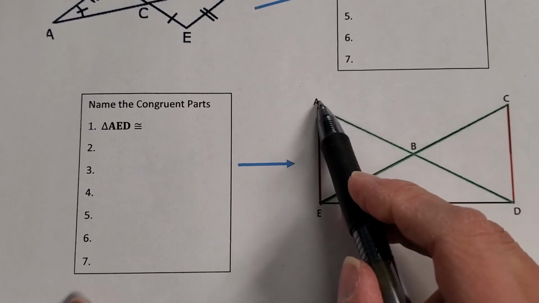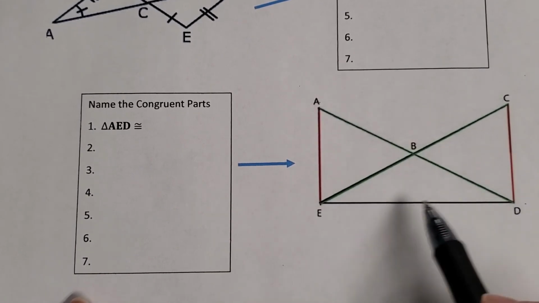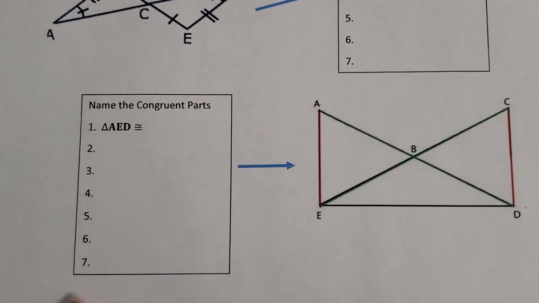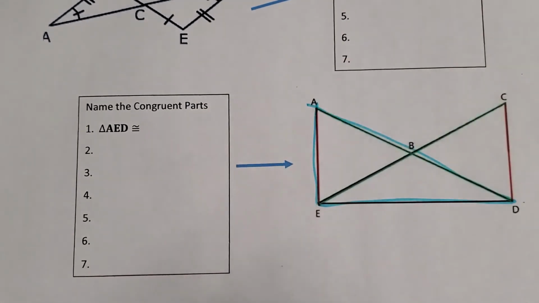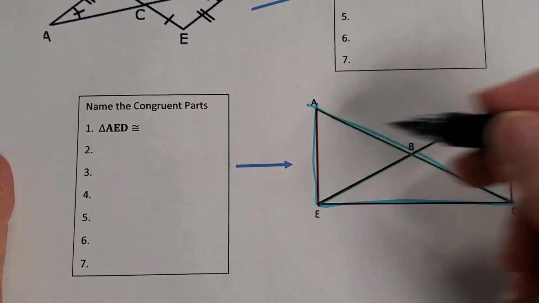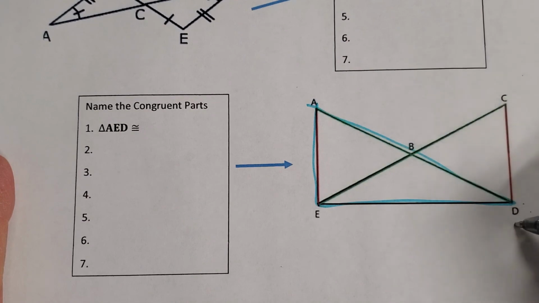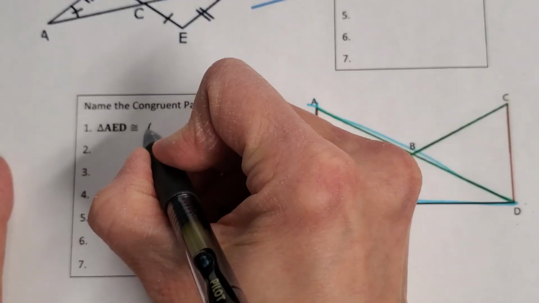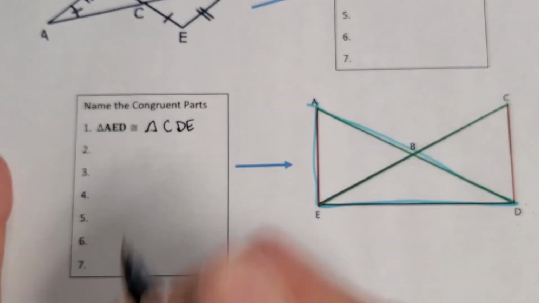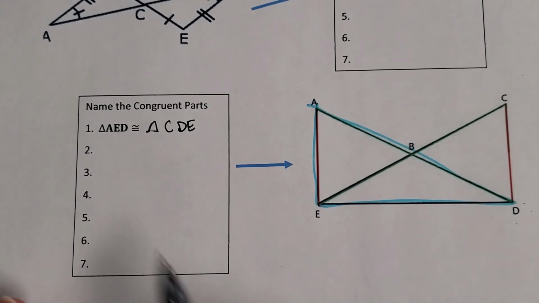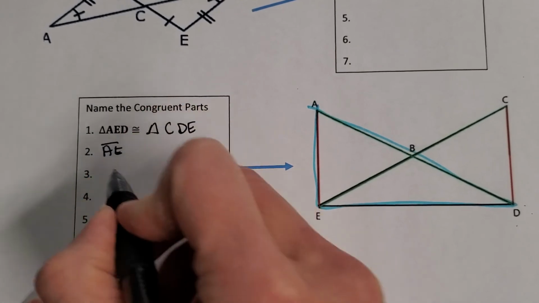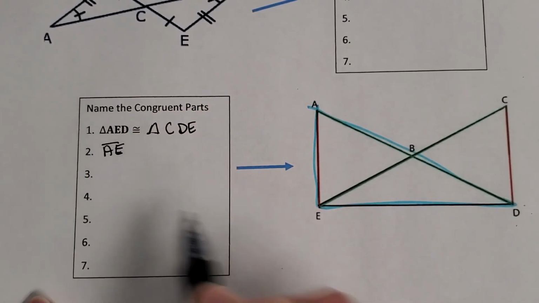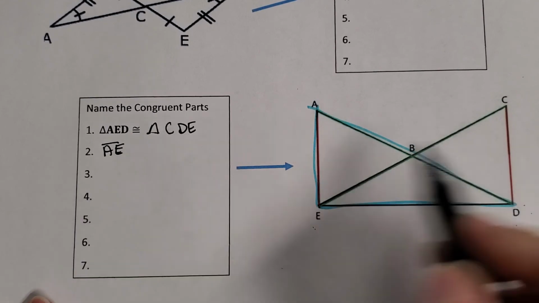So let's look. A, E, D. Okay, so I'm going to just kind of show you that triangle, right? That's that triangle. What is it congruent to? Well, if AED, it's congruent to CDE. Triangle CDE. And then what I like to do sometimes is use these triangles. So I would say AE. Do you see how AE is the first 2 letters? AE, that's going to be congruent to the first 2 letters over there, CD.